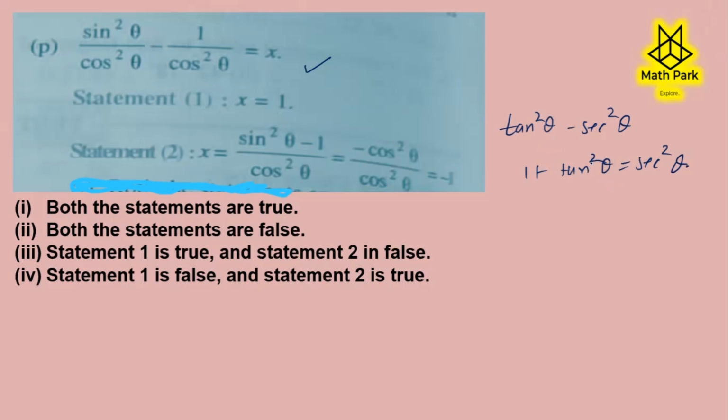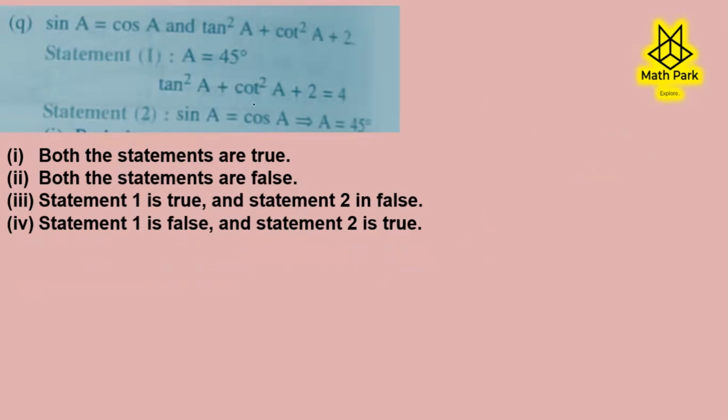Now we have 1 plus tan square theta is equal to sec square theta. So sec square theta minus tan square theta is equal to 1. So the first statement is false. So we don't get x is equal to 1. Tan square theta minus sec square theta is not equal to 1. So the first statement is false. The second one, you have sin square theta minus 1 upon cos square theta. So sin square theta minus 1 is minus cos square theta upon cos square theta, which is minus 1, which is true. So the fourth option, statement 1 is false and statement 2 is true, is the correct option.